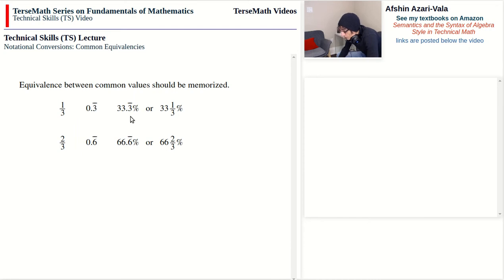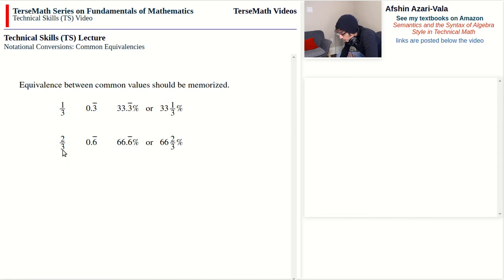As a percentage, it becomes not 33%, but 33.3 with a line on top, or 33 and 1/3 as a fraction of a percent. This should be known. Keep in mind that 1/3 cannot be 33%, because 33, if that's the size of one piece, 3 of them make 99, not 100. That's where the extra 1/3 comes in. So 1/3 is the same as 33 and 1/3%.